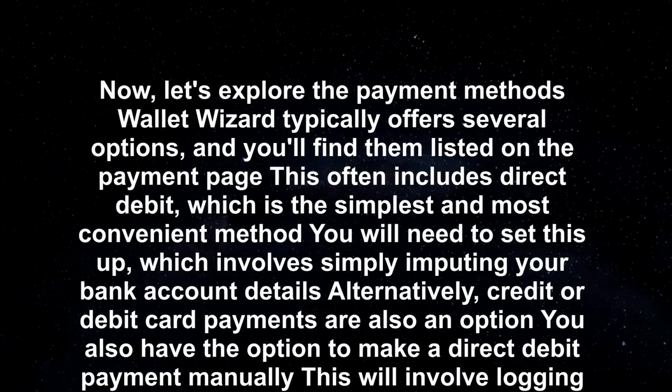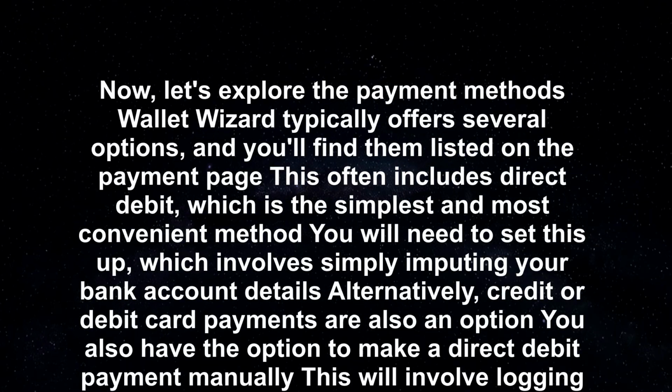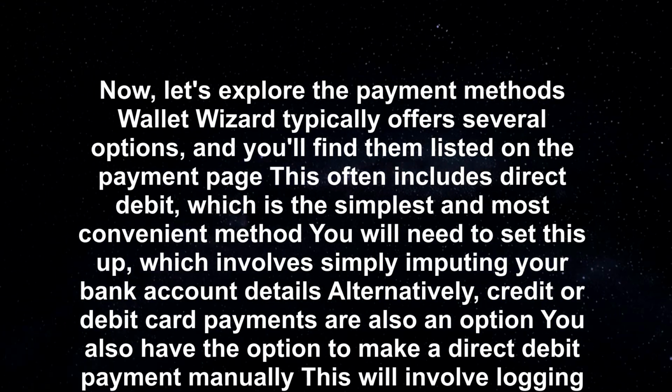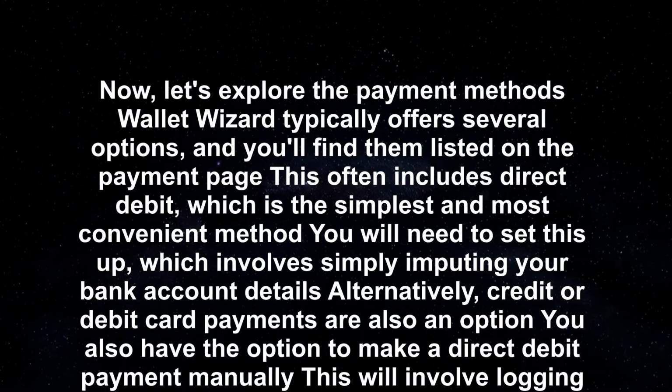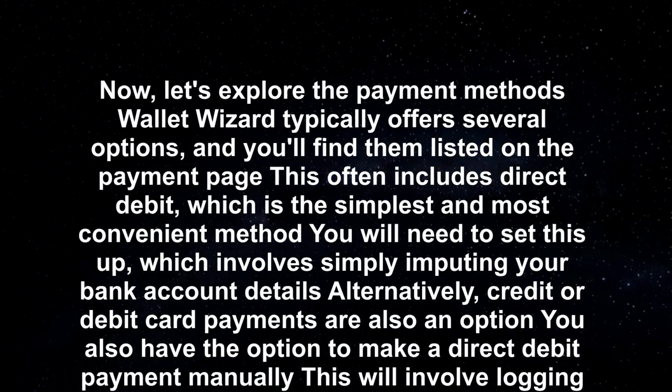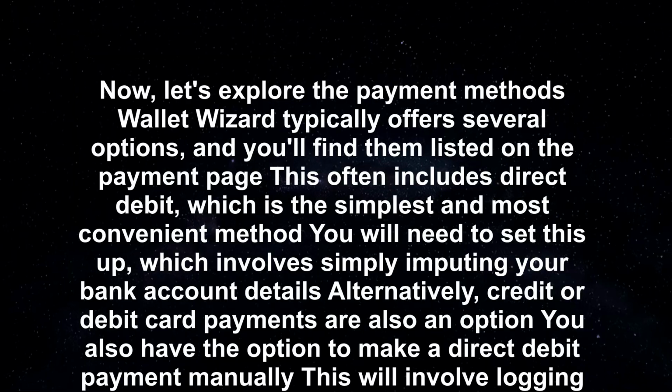Now, let's explore the payment methods. Wallet Wizard typically offers several options, and you'll find them listed on the payment page. This often includes direct debit, which is the simplest and most convenient method. You will need to set this up, which involves simply inputting your bank account details.